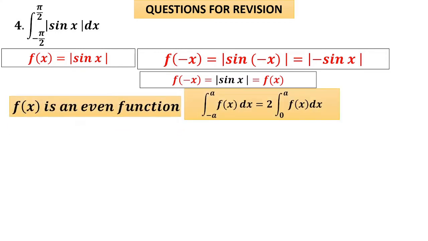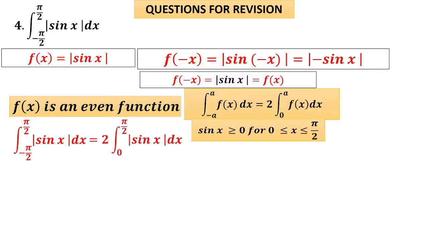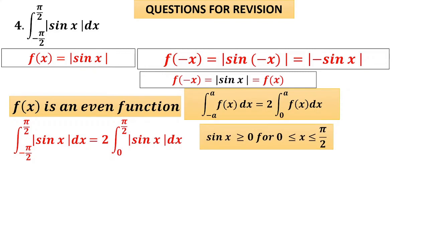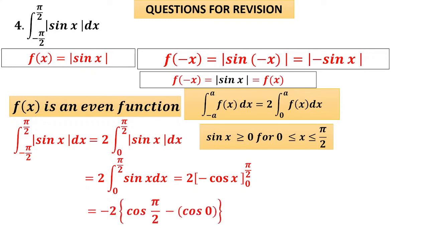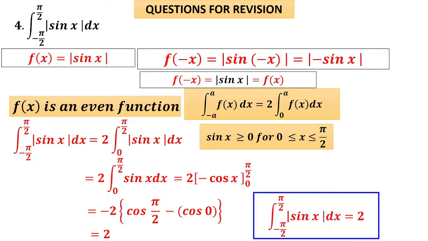For an even function, integral from minus a to a of f of x dx is 2 times integral from 0 to a of f of x dx. So integral from minus pi by 2 to pi by 2 of mod sin x is nothing but 2 times integral from 0 to pi by 2 of mod sin x dx. But sin x is always greater than or equal to 0 in the first quadrant. 0 to pi by 2 is the first quadrant. Therefore, it will be simply 2 into integral 0 to pi by 2 of sin x. Integration of sin x is minus cos x. I can take the minus sign outside while applying the limit. Cos pi by 2 minus cos of 0. Therefore, the answer is 2. Therefore, integral from minus pi by 2 to pi by 2 of mod sin x dx is equal to 2.